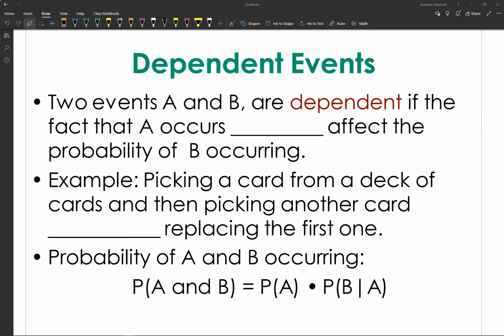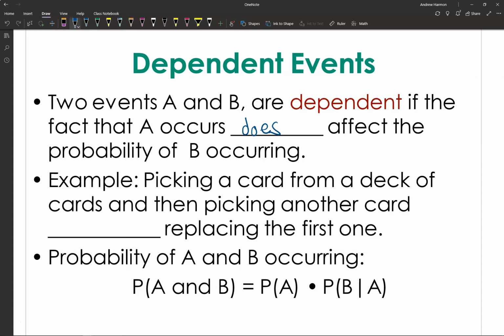In this video, we're going to be looking at dependent events and also comparing them to independent events to see how we can see the difference between independent and dependent. Alright, so dependent events. Two events, A and B, are dependent if the fact that A occurs does have an effect on the probability of B occurring.